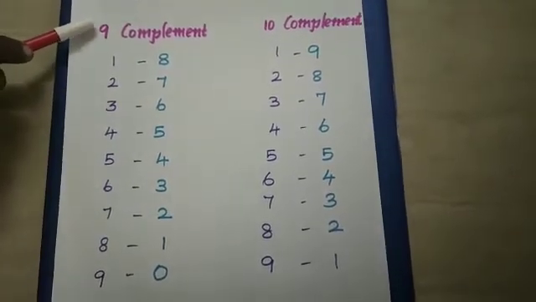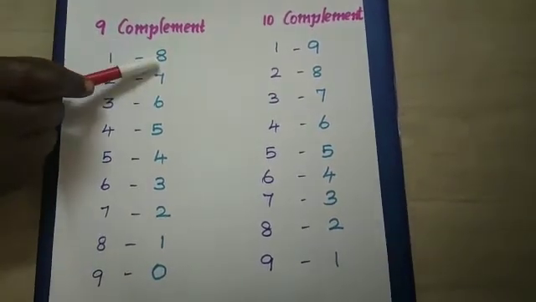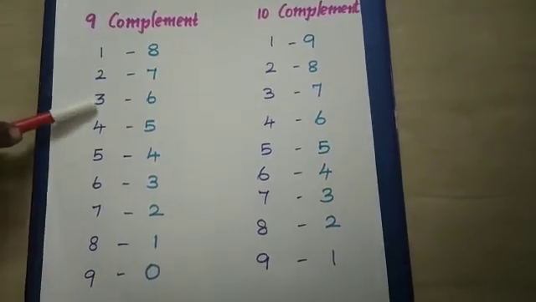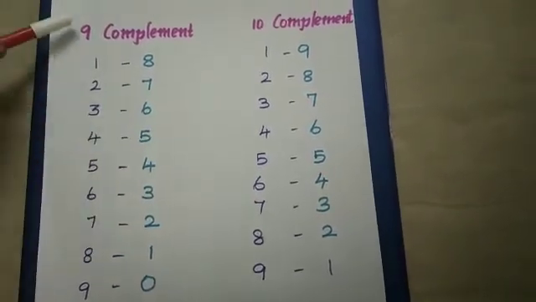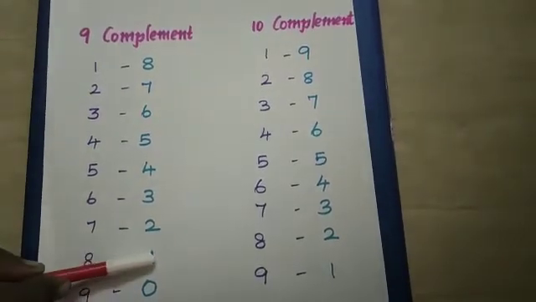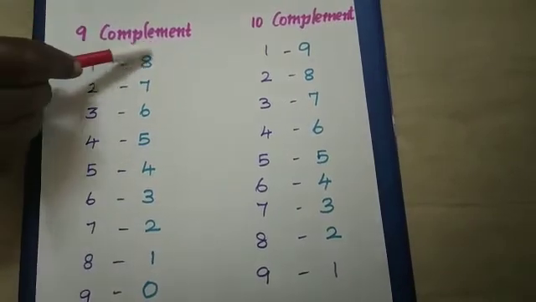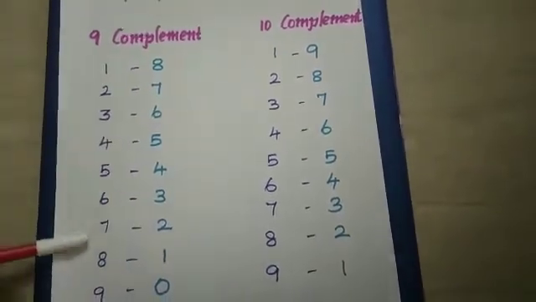So here we can say that 9 complement of 1 is 8. 9 complement of 2 is 7. 9 complement of 3 is 6. 9 complement of 8 is 1. 9 complement of 6 is 3. So these are the 9 complement table.